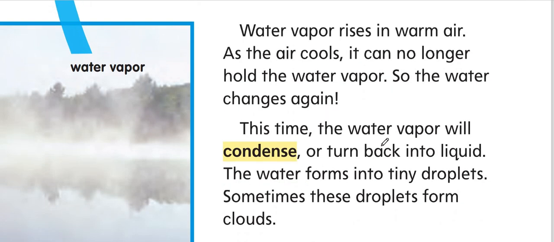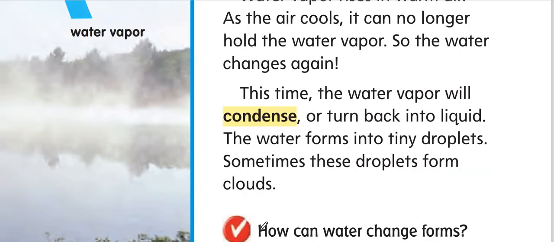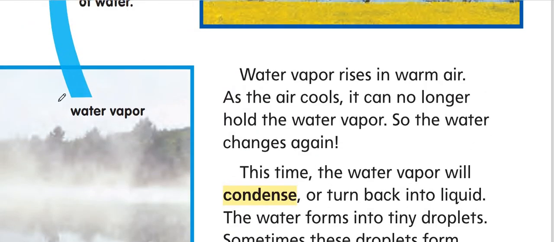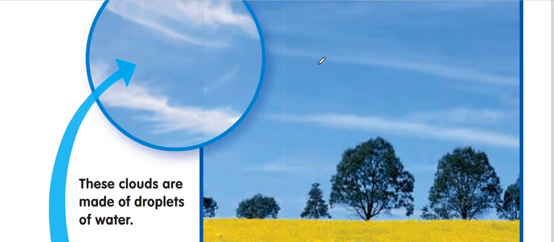This time the water vapor will condense and turn into a liquid again, and the water forms tiny droplets, and sometimes these droplets form a cloud. So again here, the water is going to evaporate and form water vapor. When it touches a cold surface, it will change into a cloud.